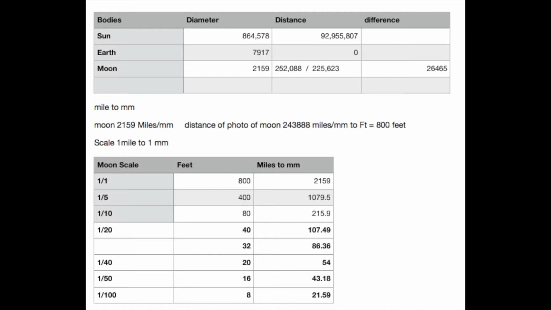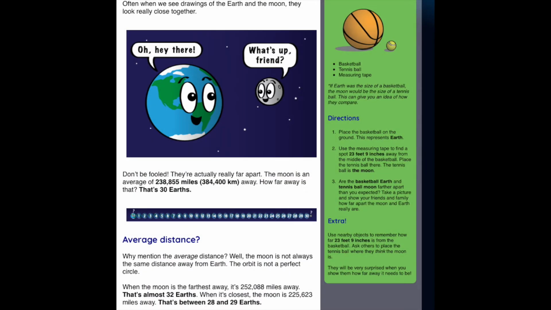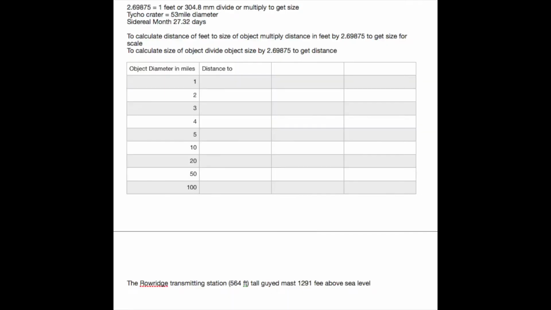I use the numbers that are provided by the internet, NASA and all the authorities, and I just convert miles into millimeters. They tell us that the diameter of the moon is 2,159 miles, and its distance varies actually. It can be 252,088 miles or 225,623 miles. That's a difference of 26,465. That's quite a variation.